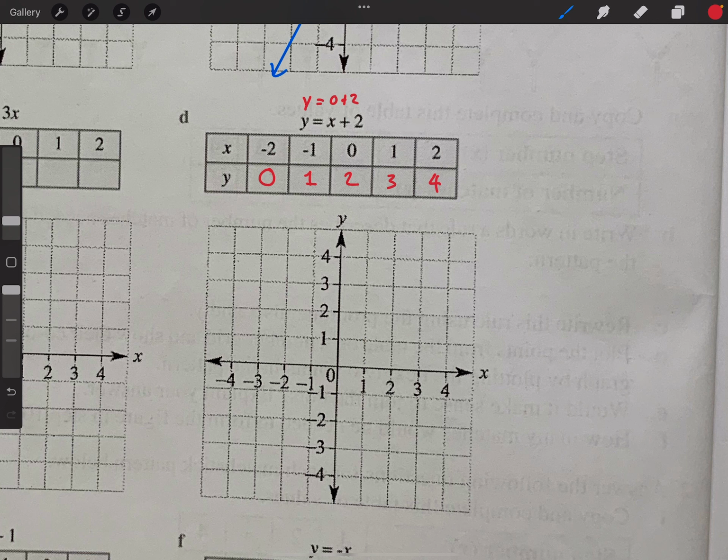So when x is minus 2, y is equal to 0. So that's the coordinate right there. Okay, when x is equal to negative 1, y is equal to 1. So right there. When x equals 0, y equals 2. So right there, another one. X equals 1, y equals 3. And you can see there's a line. You can see the pattern there. I'm just going to draw a line for you. And there's your line.